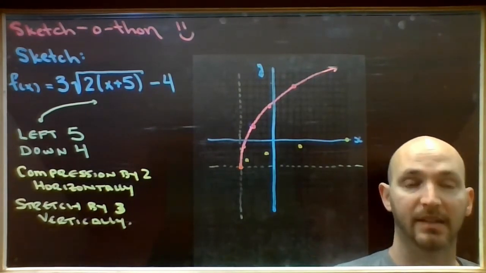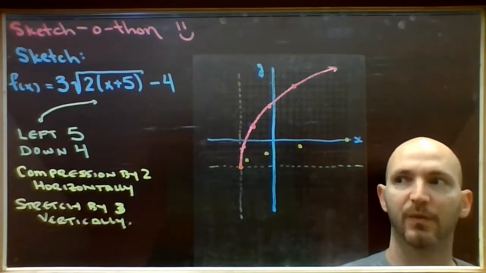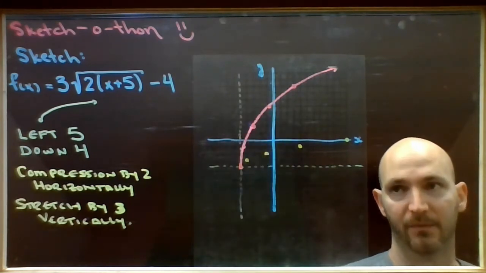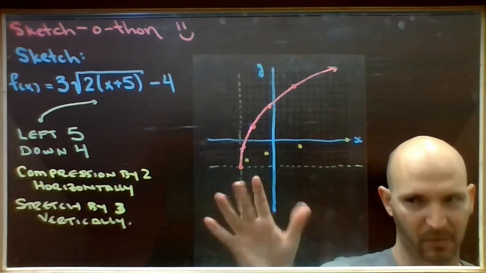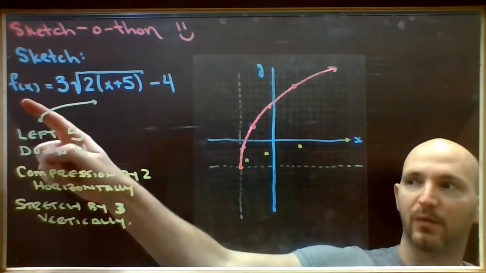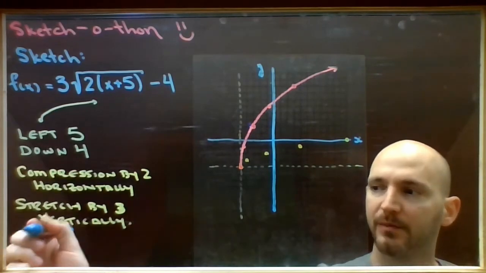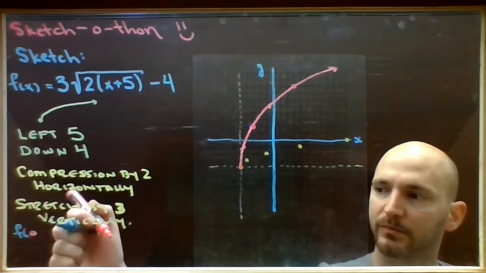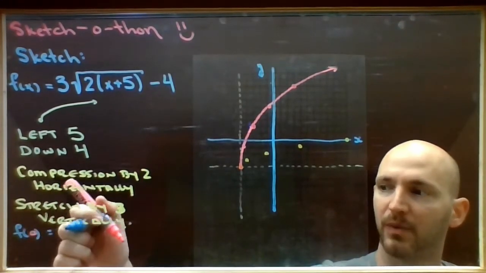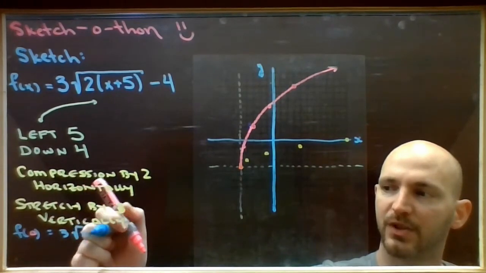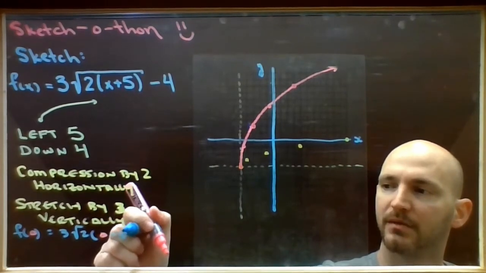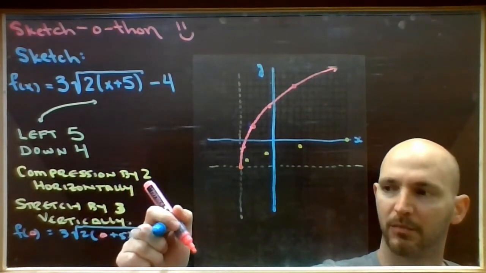Now, it is good practice, once you've done a sketch, to find the y-intercept for the function. Finding the y-intercept allows you to check that the line that you just drew in there is approximately in the correct space. So for this function, if I put in 0, f of 0, I end up with 3 square root of 2 times 0 plus 5, minus 4.